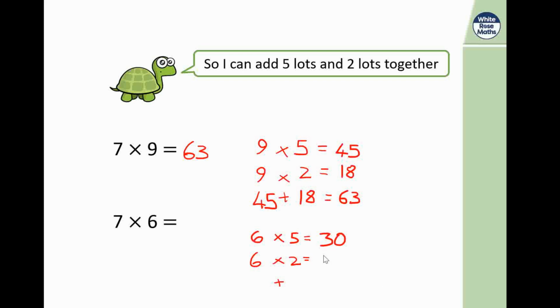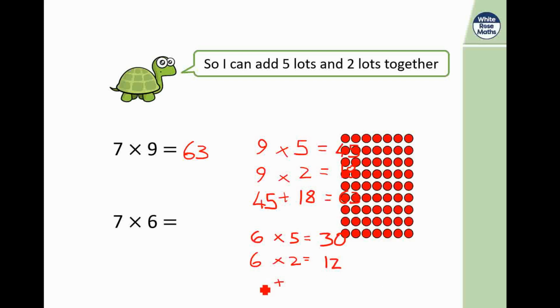Okay, so then we have to do 30 plus 12. What is 30 plus 12? 42. And that gives us our answer, 42, which is correct.